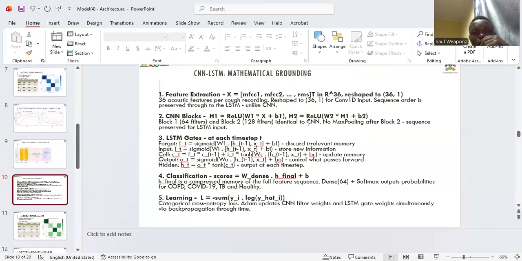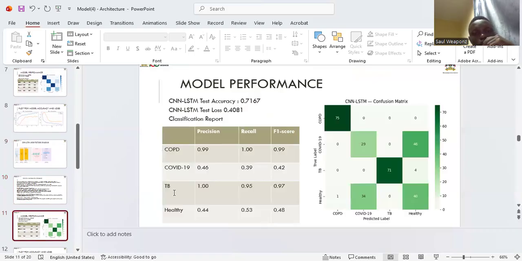Yeah, so this is just the mathematical grounding of the model: feature extraction and the CNN blocks. This is the mathematics behind it. You can see the forget gate, disregarding the irrelevant memory, the input gate stores new information, and then the output gate controls what passes forward. Then our classification scores, of course, are probabilities for the four classes.